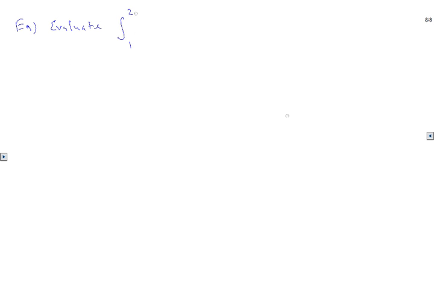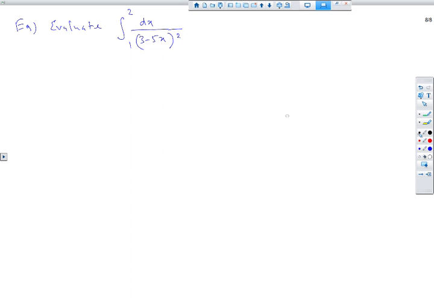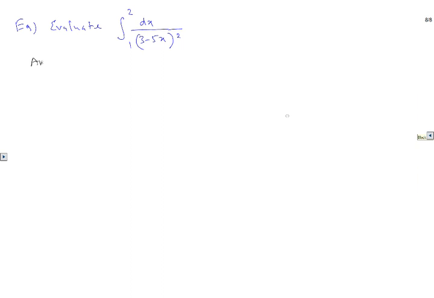the integral from 1 to 2 of dx over (3 minus 5x) squared. Okay, so again this is a definite integral. We're going to say u equals the inside function, 3 minus 5x, and then we calculate du, which equals negative 5 dx.